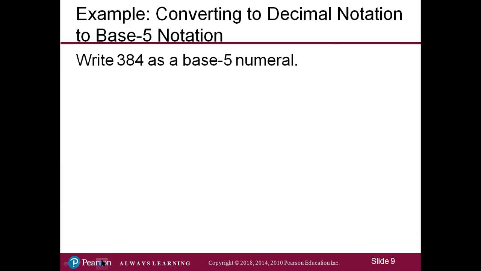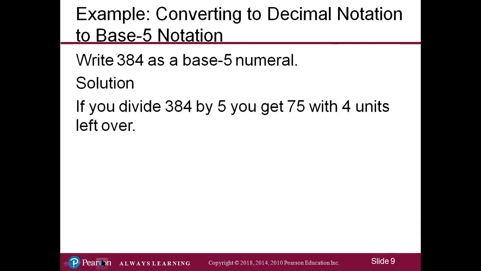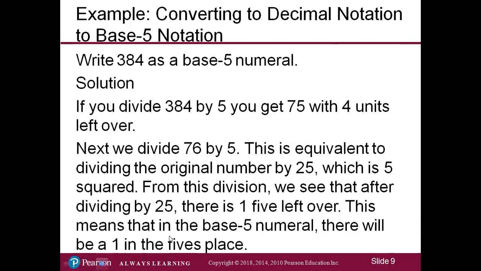Write 384 as a base 5 numeral. Notice there's no little subscript on the number. That's our base 10 system. We do not write little subscripts on our numbers, so if there's no subscript, you're writing a base 10 number. If it's not base 10, you need a little subscript at the lower right of the digits, so that you can tell your reader what base system you're actually using. So if you divide 385 by 5, you'll get 75 with 4 units left over.